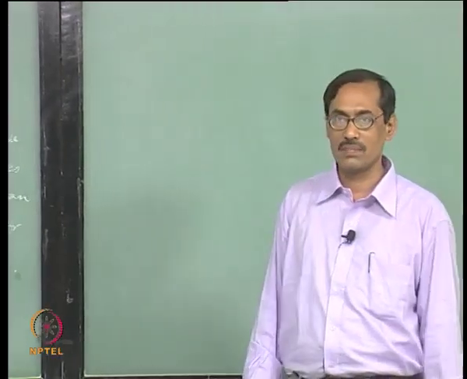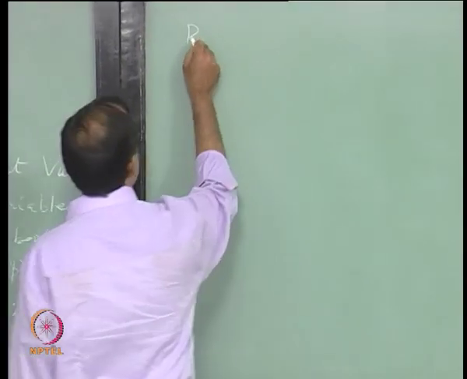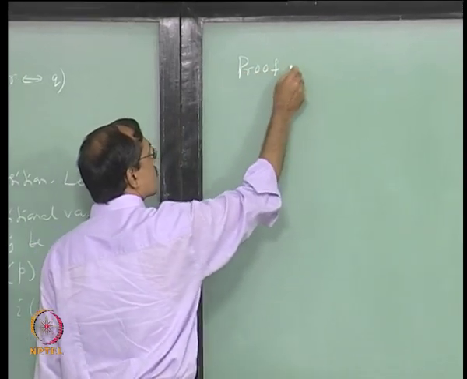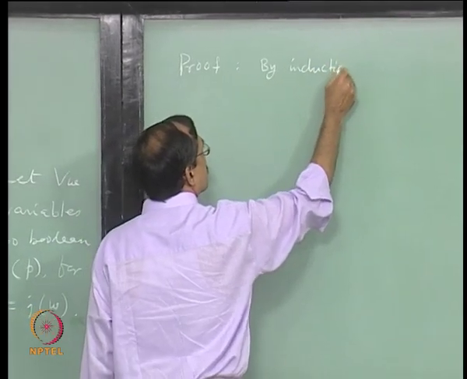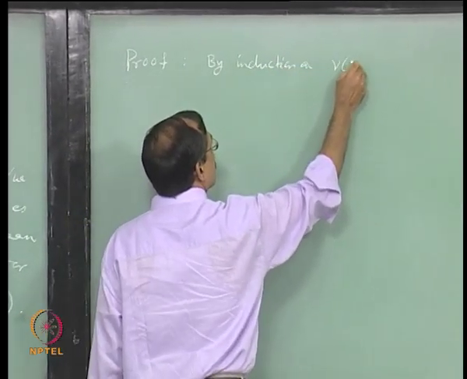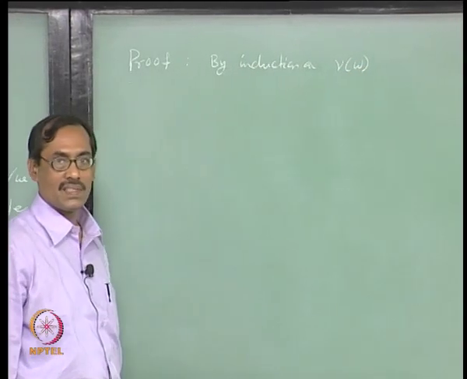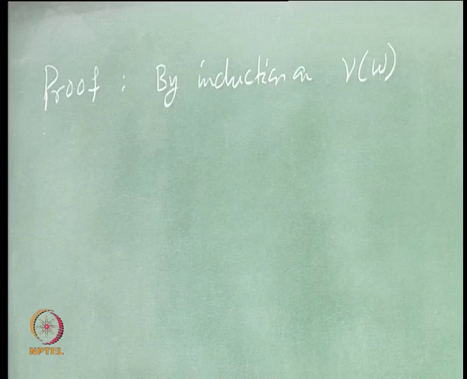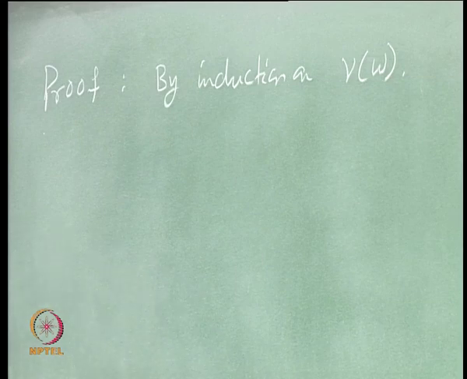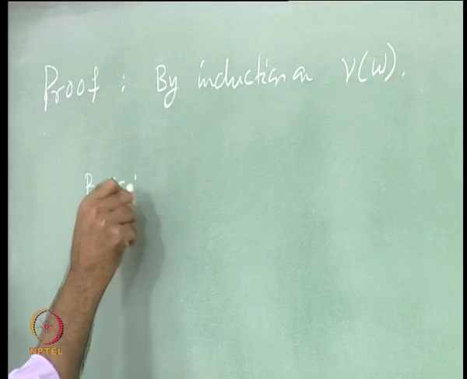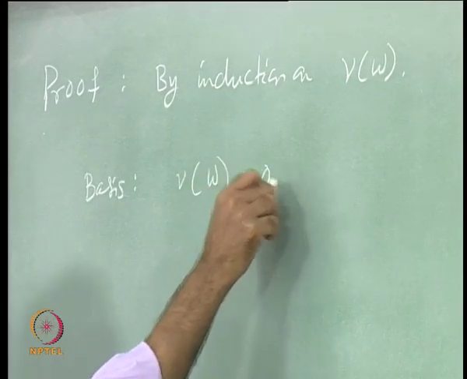Now, once you understand the proposition, we should prove it. So, how do you prove? Proof will be by induction on, we make that standard, nu W, meaning the number of occurrences of connectives in W. So, first the basis case when nu of W equal to 0, fine. So, in the basis step, say nu of W equal to 0.